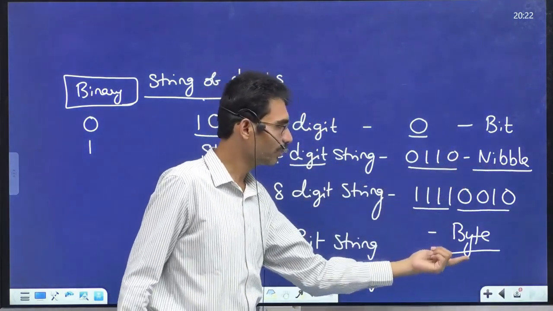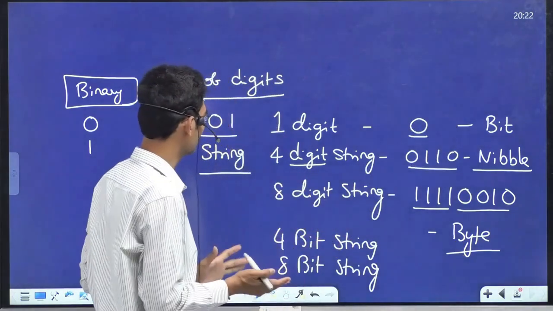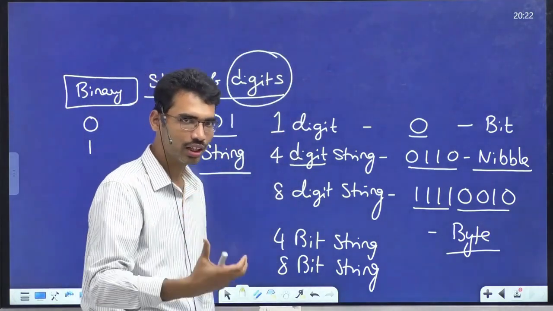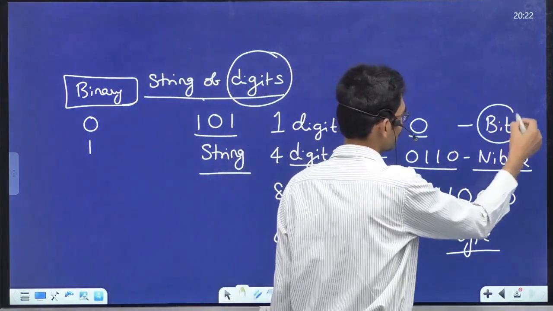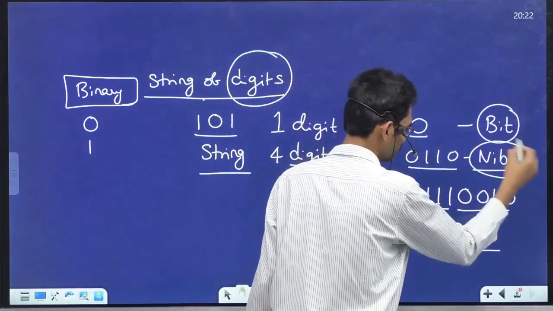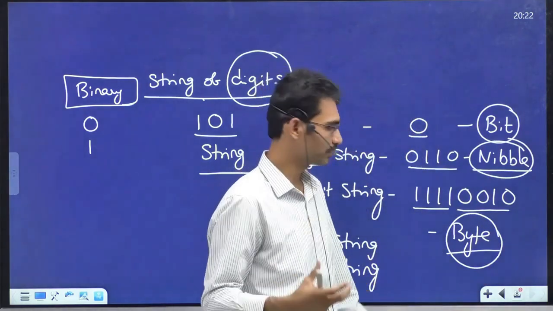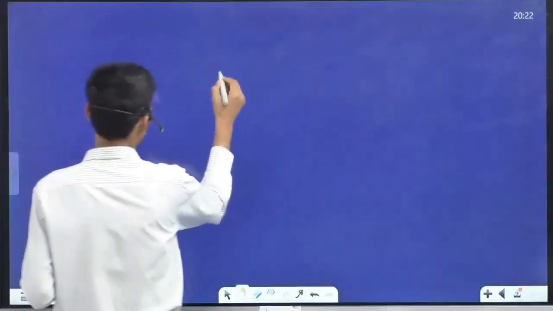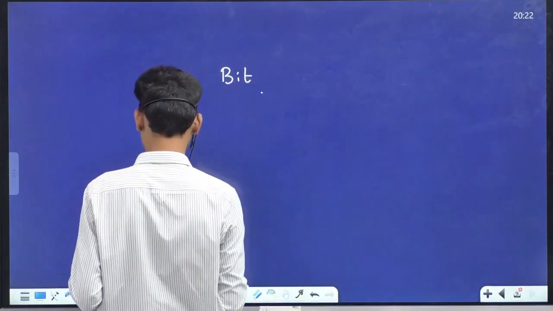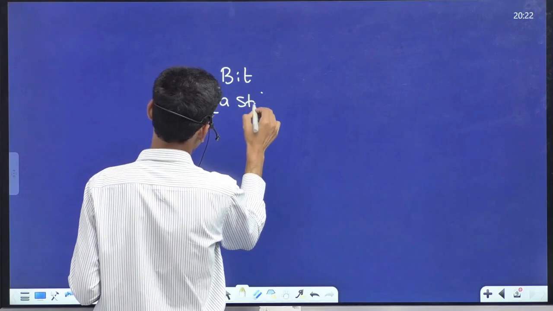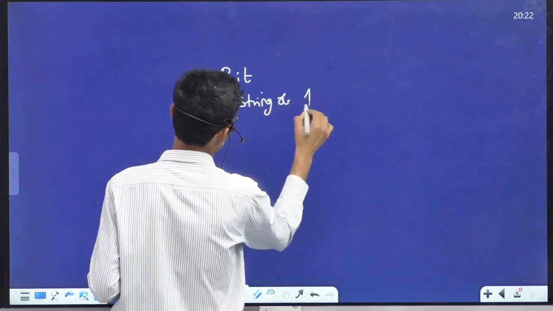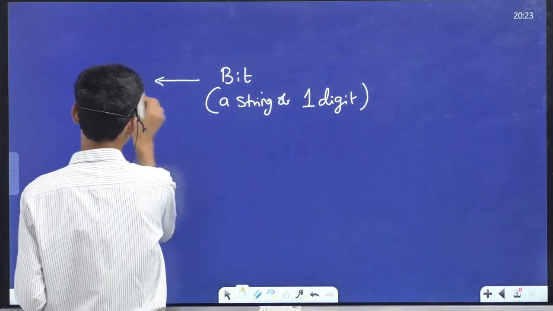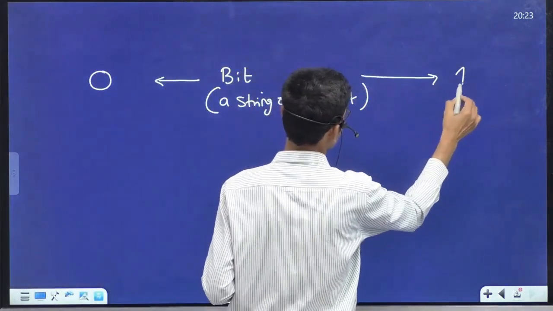What do you mean by nibble? What do you mean by byte? Bit, digit. So these are the technical terms you need to understand. Here you are getting different terminologies like what is a digit, string of digits, bits, string of bits, nibble, byte. All are potential MCQ questions. Now if I write in a single way, suppose I write a bit, that means it is a string of 1 digit, only 1 digit. We cannot do anything. It can be either 0 or 1.